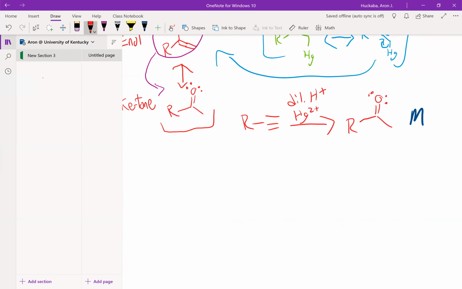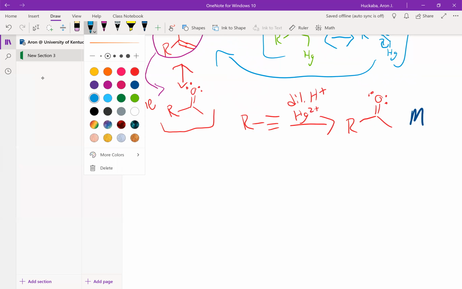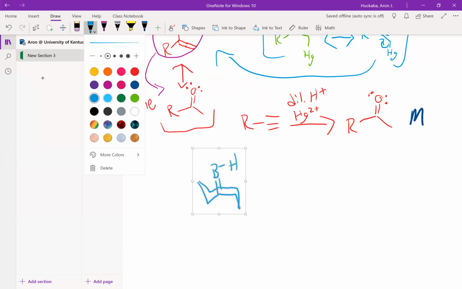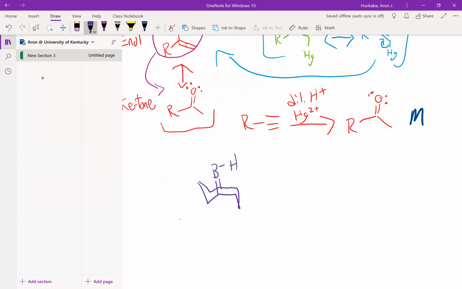One way that some clever people did this was by using a molecule like 9BBN. 9BBN has this structure, and what makes it special is that it has only one hydrogen, one boron-hydrogen bond. So if you add an alkyne to this, in the first step, and in the second step, you do H2O2 and NaOH just like normal, what you end up getting is the anti-Markovnikov aldehyde.